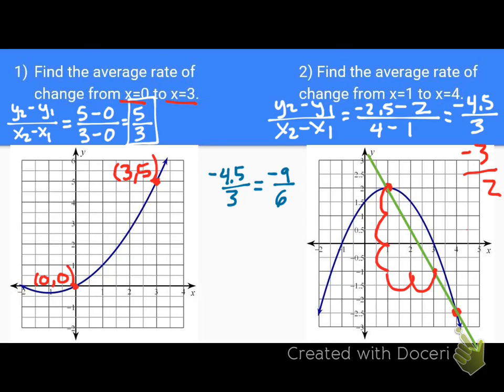Right, so negative 9 over 6. And then simplifying that, I get negative 3/2, which is exactly what I got the other way as well. I could have also counted all the way down to this original point.